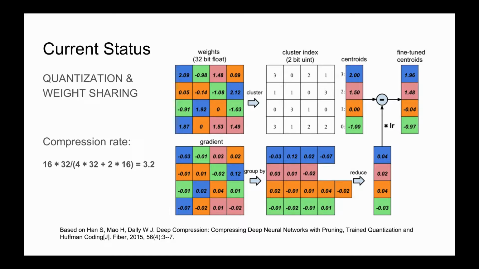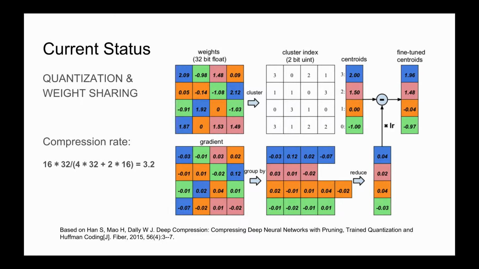Thus, for each weight, we then need to store only a small index into a table of shared weights, and the shared weights themselves. During update, all the gradients are grouped by color and summed together, multiplied by the learning rate, and subtracted from the shared centroids from the last iteration. Therefore, we can get the fine-tuned centroids.